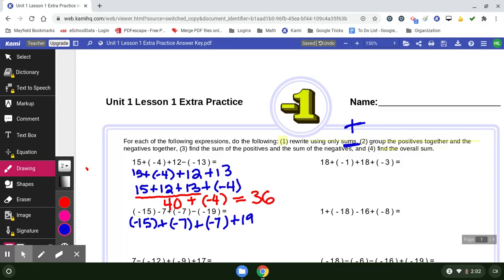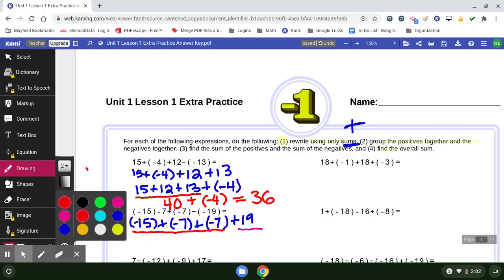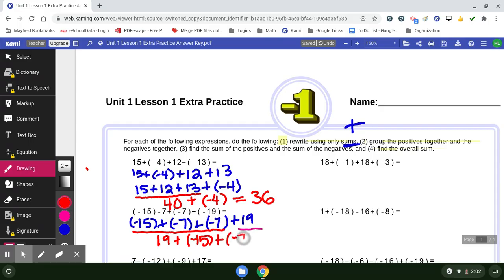Now I'm going to rewrite so that the negatives and the positives are grouped together. It's actually already grouped. The 3 negative numbers are at the beginning, and the positive number is at the end. So I can leave it like that, or I can regroup it. So if I want to rewrite this and put the positives first, I can change the order. This is the commutative property that says when I'm doing addition, I can move the numbers around.